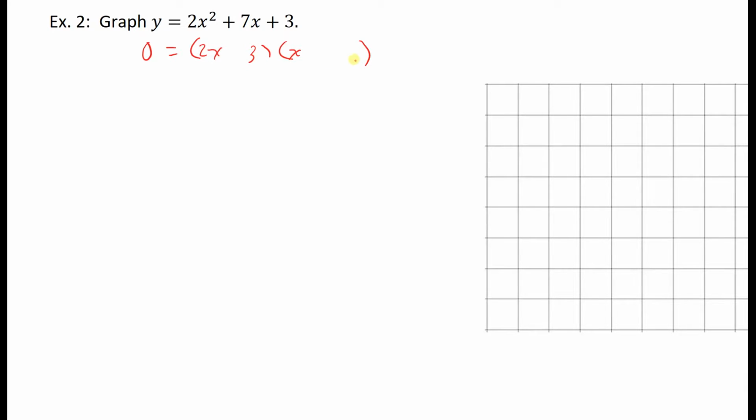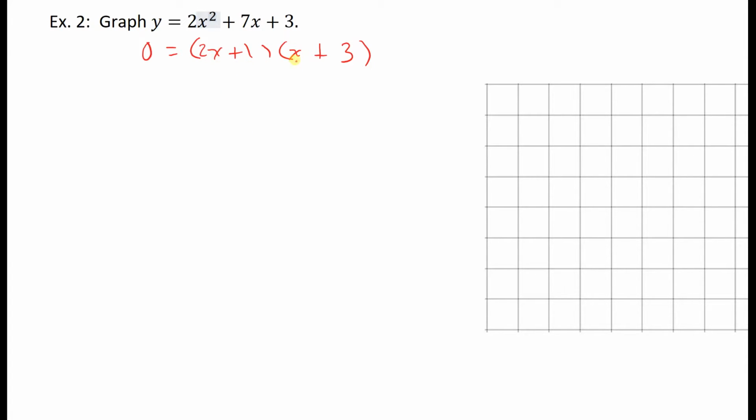We could try the 3 first and then the 1, but notice that when we expand this, we get 3 plus 2x is going to give us 5x, so that's not big enough. We need it to be bigger. If we multiply those numbers together, we can get something a bit bigger. Now if we do a check, we'd have a 1, and a 6x gives us 7x, so that checks out.